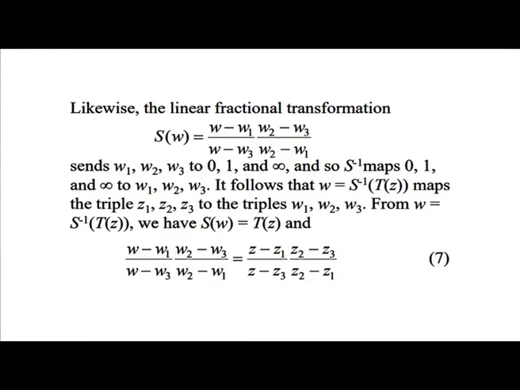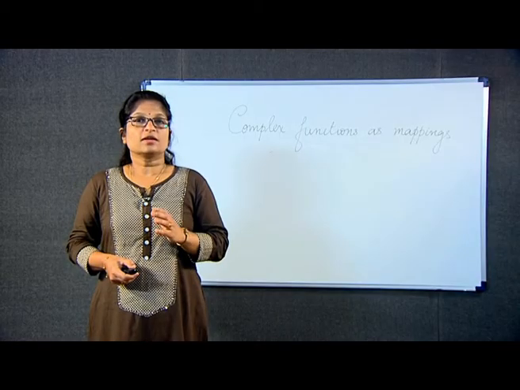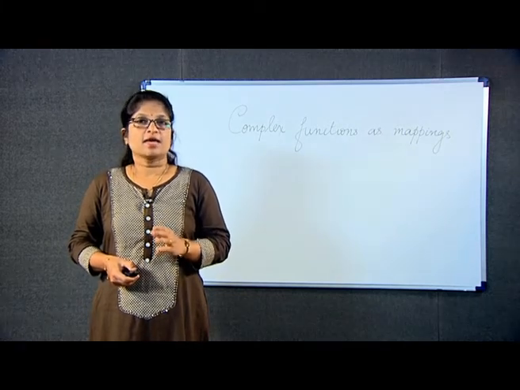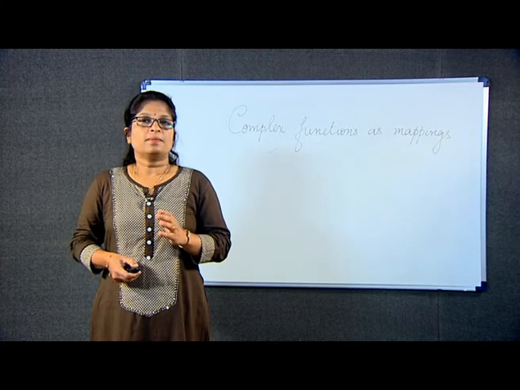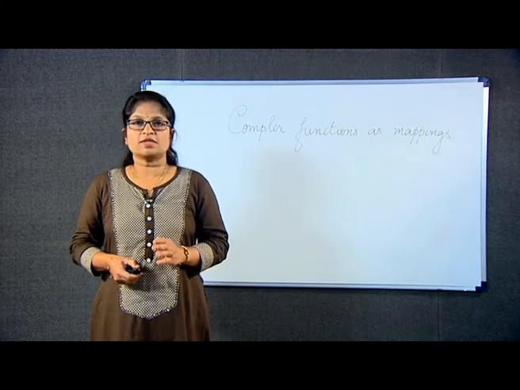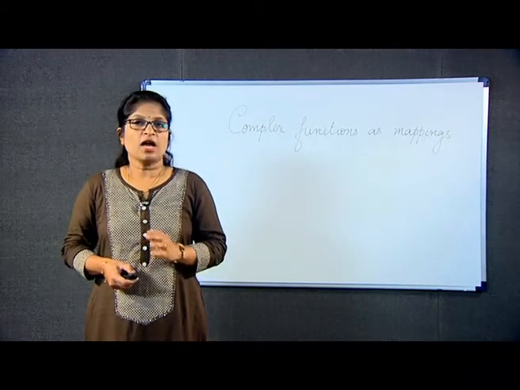So, we can see that the cross ratio is preserved under linear fractional transformation. So, the cross ratio of the triple z1, z2, z3 is preserved if I have a mapping w = f(z), which is a linear fractional transformation.